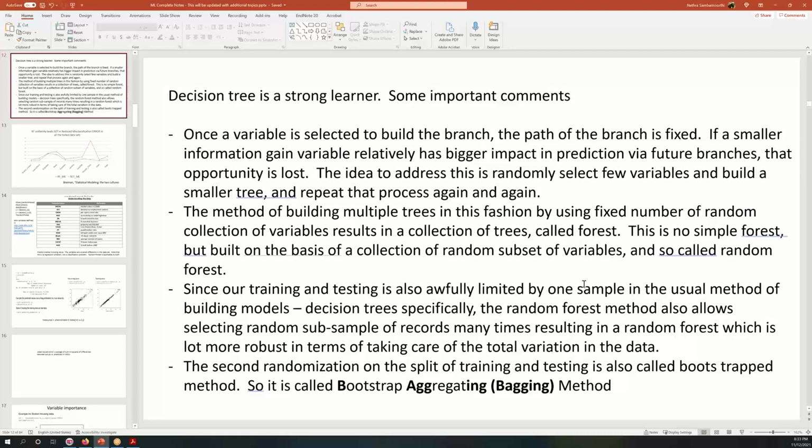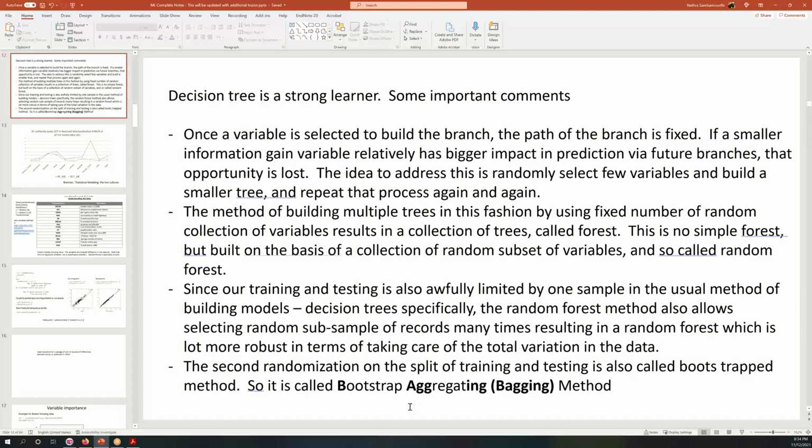Constantly you select. So you sample on the columns, which are the variables, and you sample on the rows, which are the observations. So many samples you can create. That's why you get a forest, and so many trees you can build because of that. So random forest is built on the basis of a collection of random subsets of variables and also random subsets of observations. That's why random forest beats it, because we are optimizing by randomly selecting many times on the column side, and then also randomly selecting the observations on the row side many times. So those two are parameters in building a random forest.